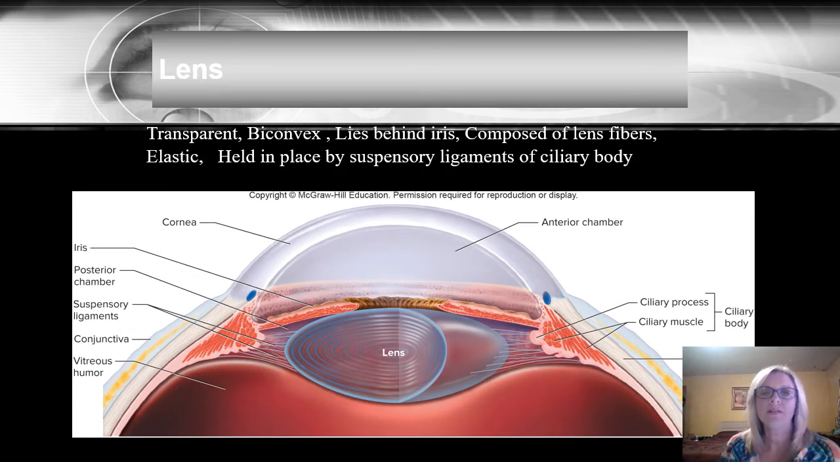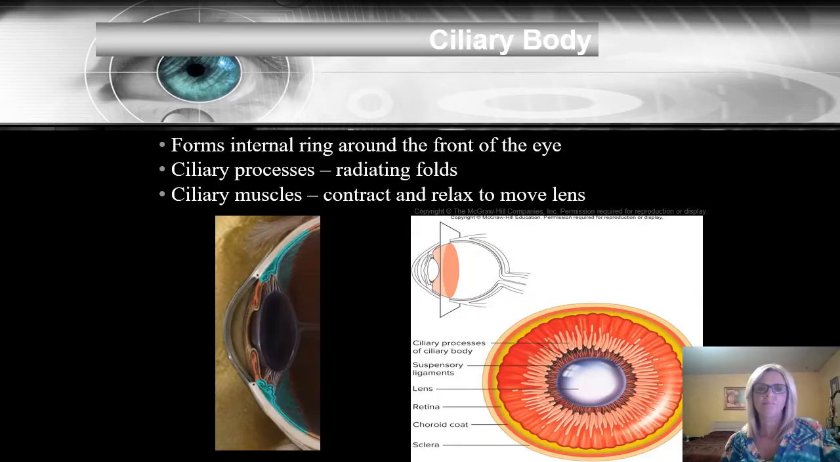So the lens is a biconcave disc. It is transparent, situated just posterior to the iris. It is made of lens fibers which have a lot of elastin in them, and it's held in place by those suspensory ligaments of the ciliary body.